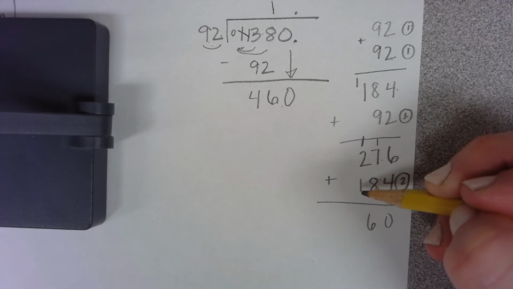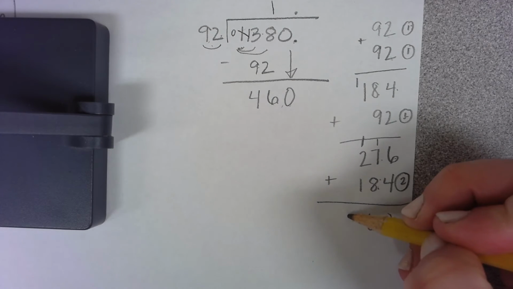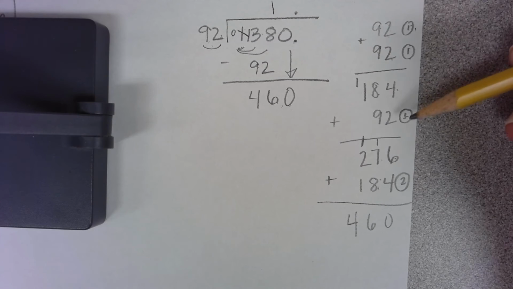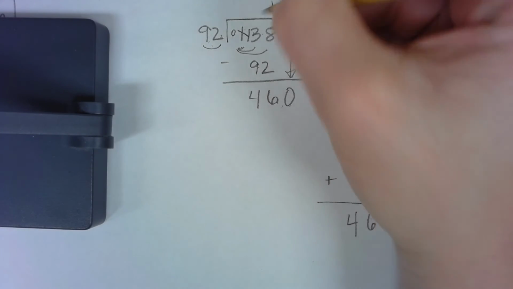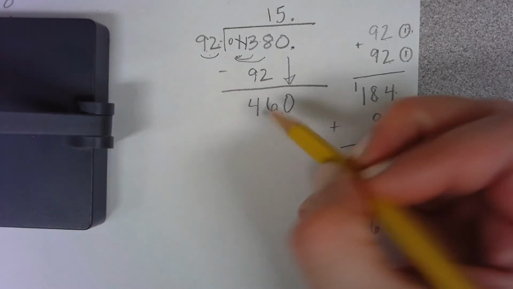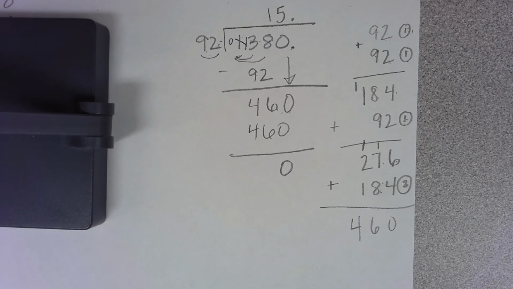2 plus 1 is 3. Plus 1 is 4. So I know it can go into 461, 2, 3, 4, 5 times. 5 times 92, up a little so you can see, becomes 460. Once we hit 0 at the bottom, we are done. So my answer would be 15.